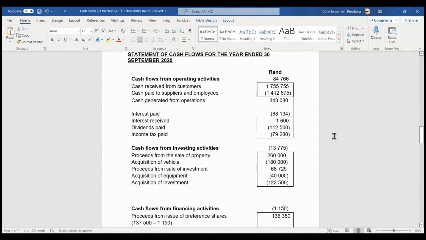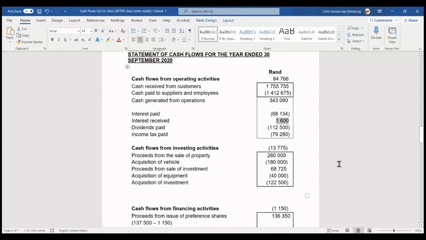Voila, there it is, right? So interest received, the only difference now, we don't call it interest income because this really is the cash that landed in our bank account because of interest income. So that is our interest received.